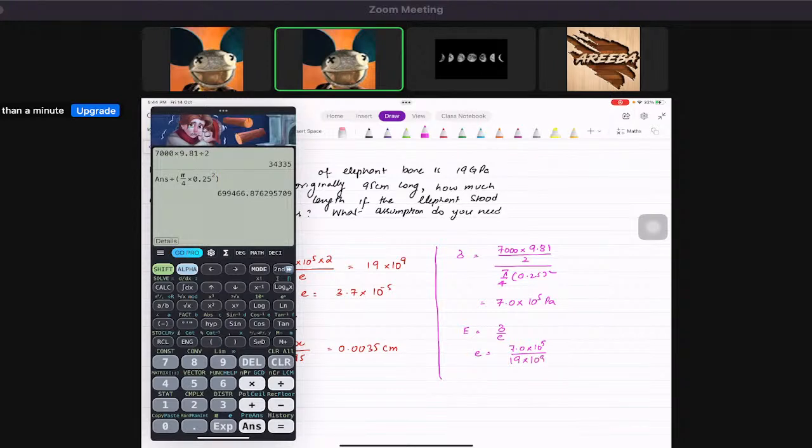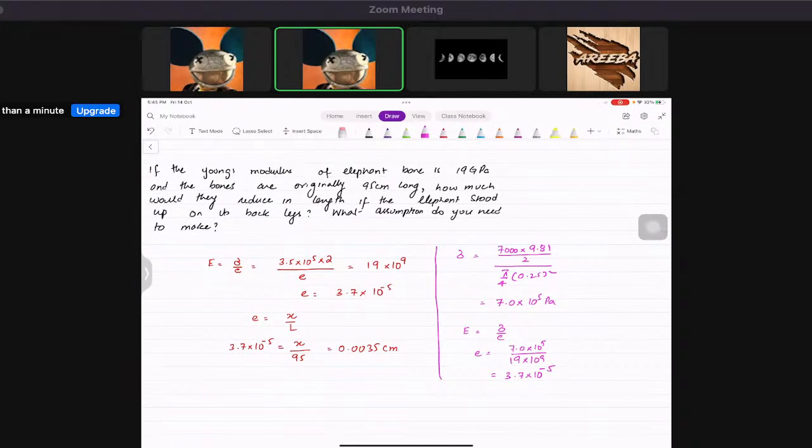So 7 into 10 raised to power 5 divided by 19 times 10 raised to power 9. Yeah, it's basically 37. It's the same thing. Okay, 1, 2, 3, 4, 5, 6. Okay, 1, 2, 3, 4, 5. Yeah, that's the same. Fine. So we were on the right path anyway. It was minus 5. Okay. Now we got basically the strain as this much. So basically this will be the change in length. Okay, is it clear?